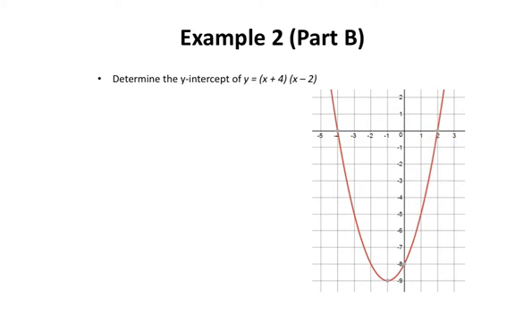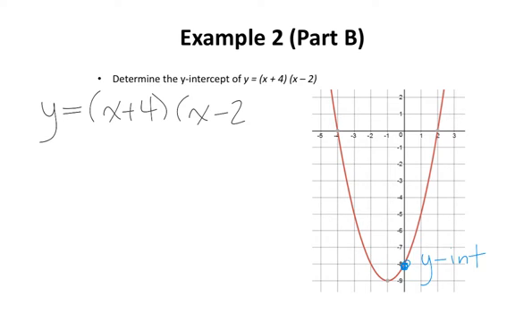In the second part of our second example, we want to determine the y-intercept of the exact same parabola. If you've been given the graph of the parabola, you can look directly at it and determine the y-intercept to be negative 8. I'm just going to label it over here. However, if you're not given the graph of the parabola, you're going to have to do this mathematically. You're going to begin by rewriting the question, which is y equals x plus 4 multiplied by x minus 2.